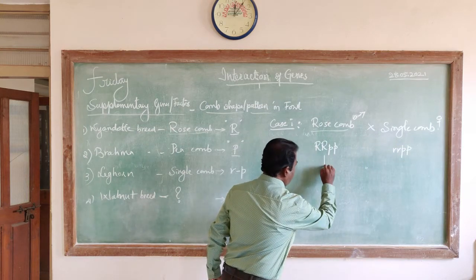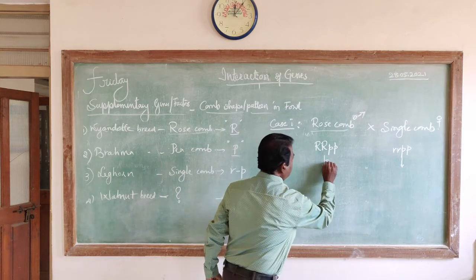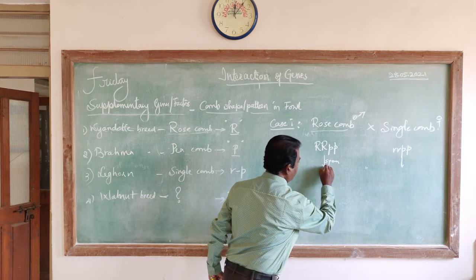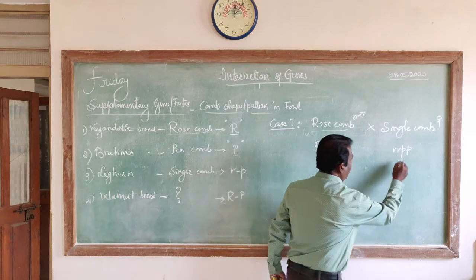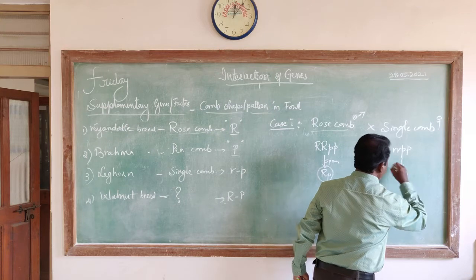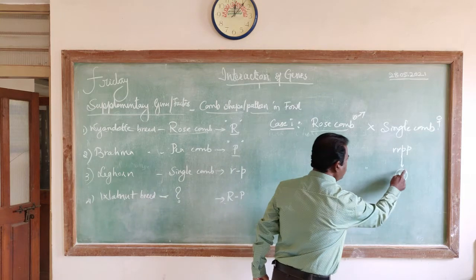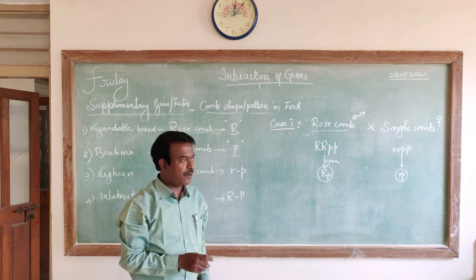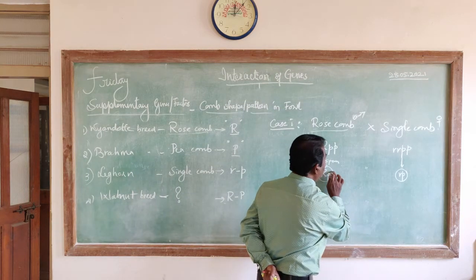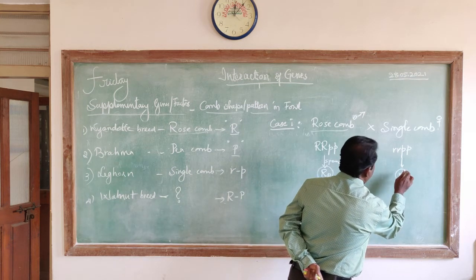Okay? And from this gametes are produced, from this sperms are produced, these are sperm. What am I going to write? Capital R, small p. So we need to keep it in a circle. And here, small r, small p. This is egg or ovum produced by single combed fowl. Okay? Then only this sperm can unite with this ovum or egg. So when these two unite together, sperm of rose combed fowl unites with what?